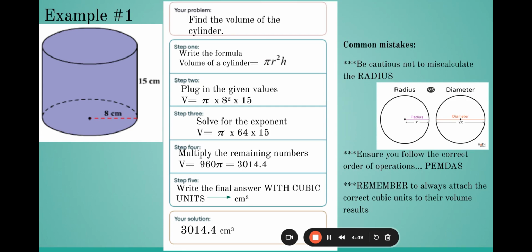So I do want to go over some common mistakes with you guys. So be cautious not to miscalculate the radius. Remember, the radius is half of the diameter. Also, make sure that you follow the correct order of operations. So remember PEMDAS. And remember to always attach the correct cubic units to their volume results. So this could be cubic inches, cubic centimeters, cubic feet.